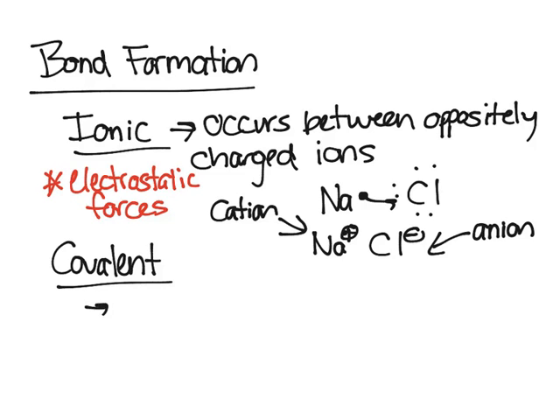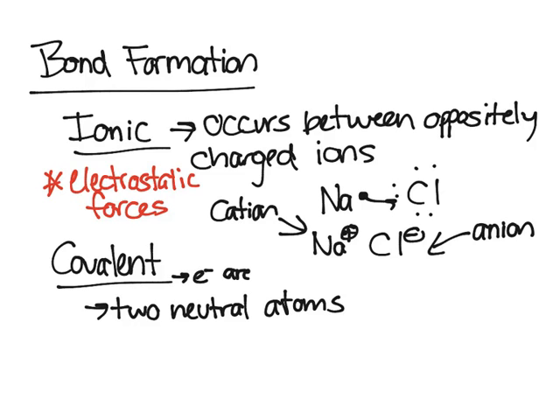Covalent bonds, on the other hand, occur between two neutral atoms, and it's essentially the sharing of electrons. In ionic, one electron is given away, and so that makes one atom negative and another one positive, and so that attracts. In a covalent bond, electrons are shared.